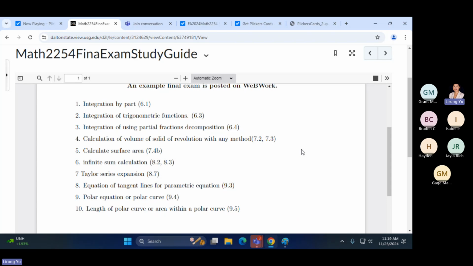For chapter 9, we have equation of tangent line with parametric equation, equation of the polar curve. I think that's a little vague. Should be the transformation or identification of the curve pictures. And number 10 is how do we find the length of the polar curve or area within the polar curve. Those are the 10 questions that I think after studying how to, we should be able to answer.